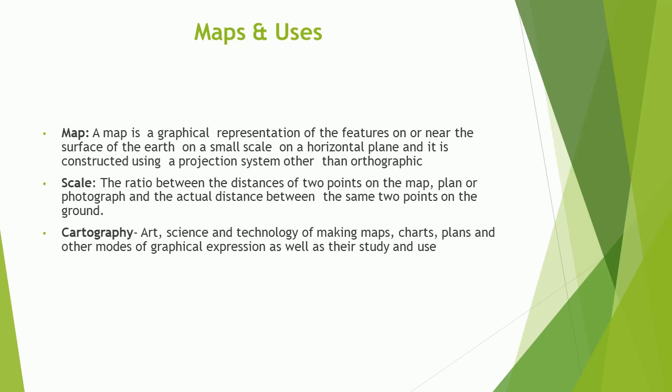Map. A map is a graphical representation of the features on or near the surface of the Earth on a small scale on a horizontal plane, and it is constructed using a projection system other than orthographic. Scale. The ratio between the distances of 2 points on the map, plan, or photograph and the actual distance between the same 2 points on the ground.